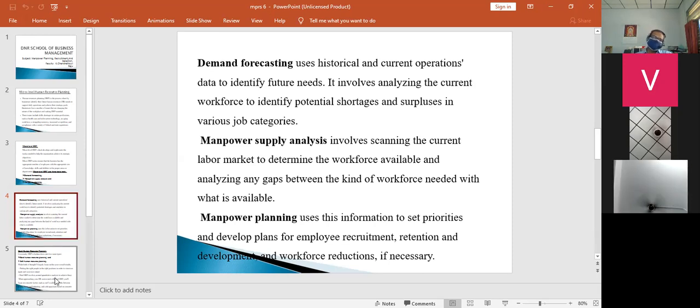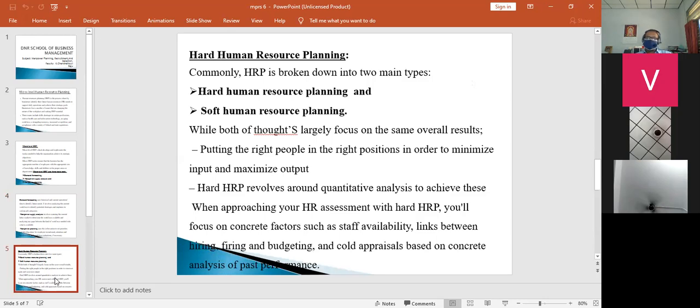Next, hard human resource planning, HRP. Commonly, HRP is broken into two main types: hard human resource planning and soft human resource planning. While both are largely focused on the same overall results, like putting the right people in the right position in order to minimize the input and maximize the output.